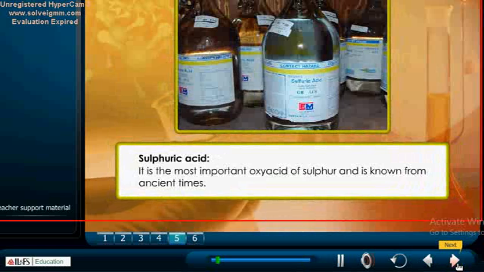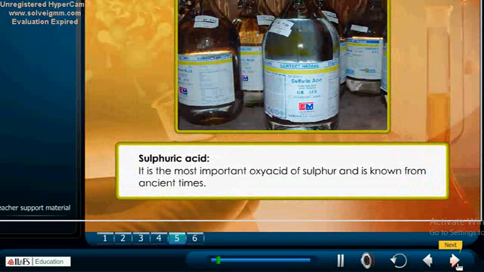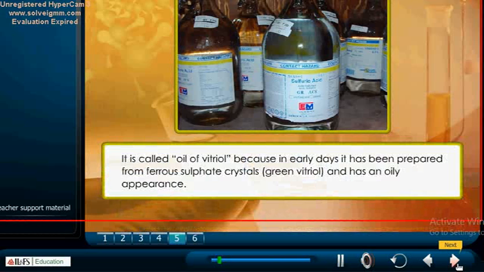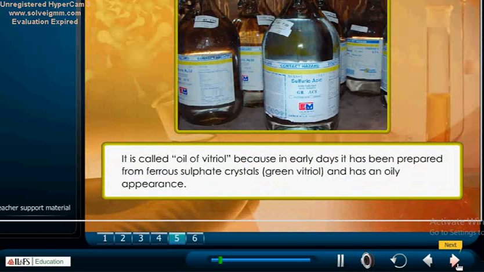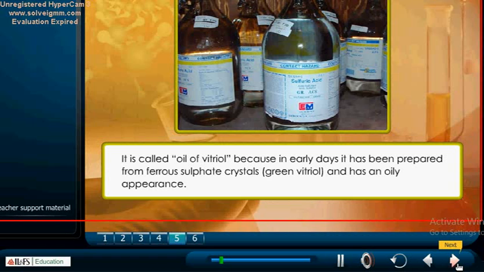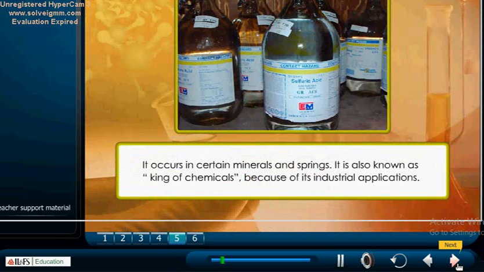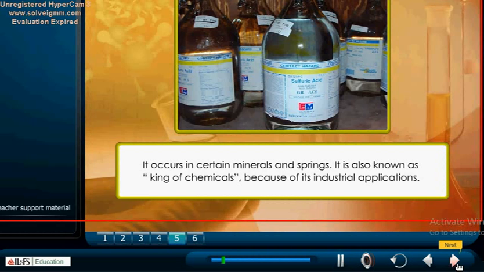Sulfuric acid. It is the most important oxyacid of sulfur and is known from ancient times. It is called oil of vitriol because in earlier days it was prepared from ferrous sulfate crystals, green vitriol, and has an oily appearance. It occurs in certain minerals and springs. It is also known as king of chemicals because of its industrial applications.